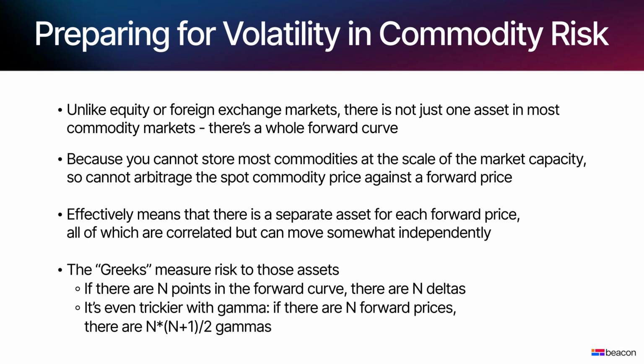So you don't have just one delta in a commodities market like you do with an equities market. Instead, you have one delta per forward contract. Most markets trade on futures exchanges, so we'll use futures and forwards interchangeably here. So ultimately what you have is one delta per futures contract.